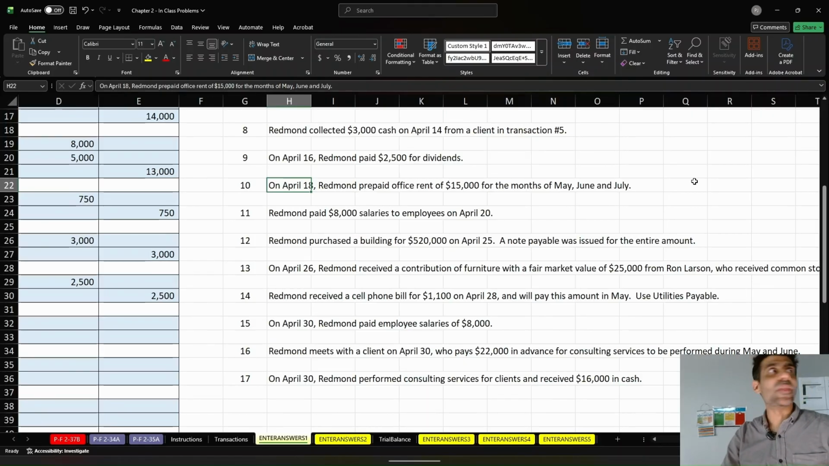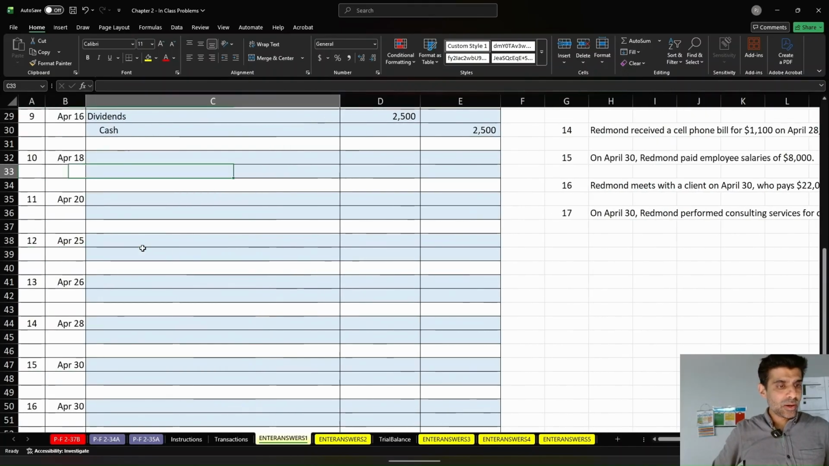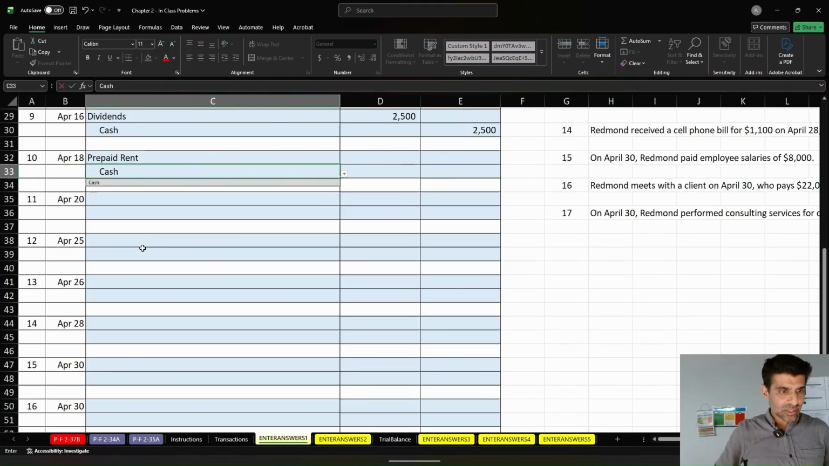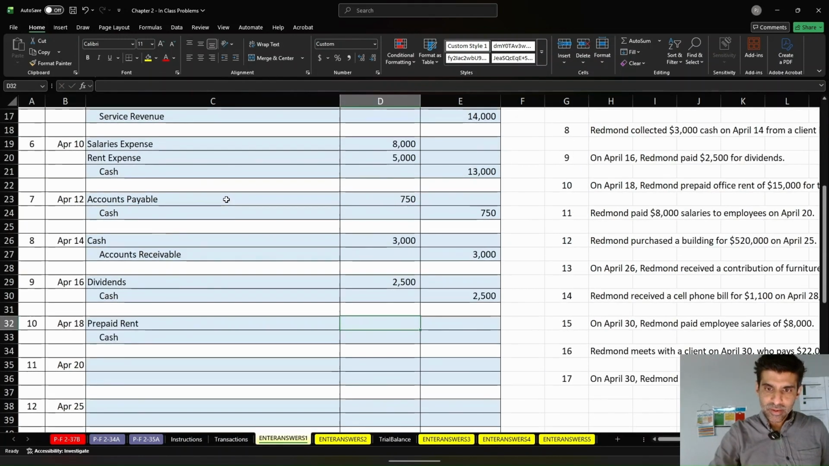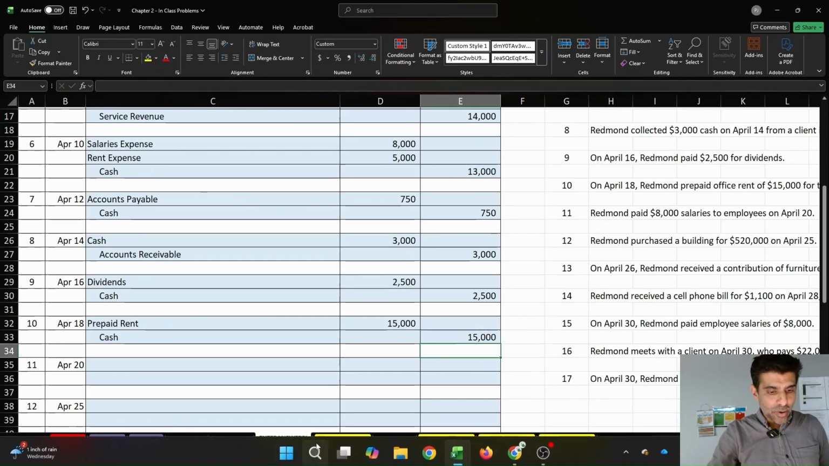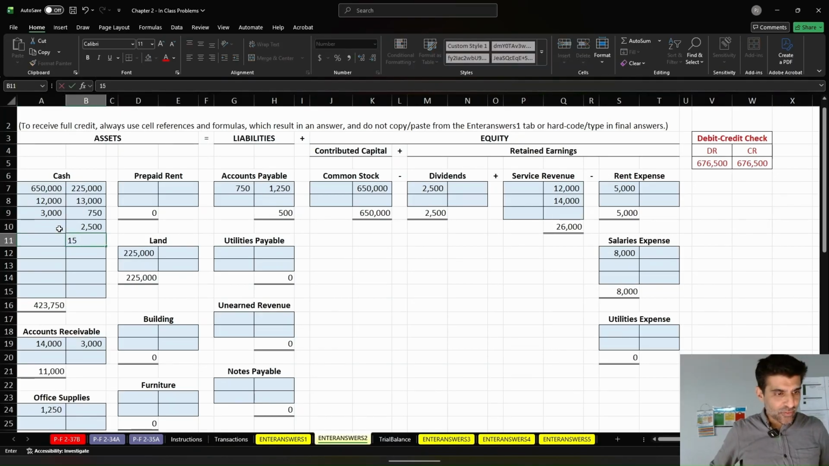What are we paying the rent with? What are we giving to the landlord? Cash. So our cash is going to go down, right? So we're going to debit prepaid rent, credit cash. And how much was it? 15,000? Okay, so I'm going to post that. So cash is going to be a credit, 15,000, and this prepaid rent asset is our debit, 15,000.